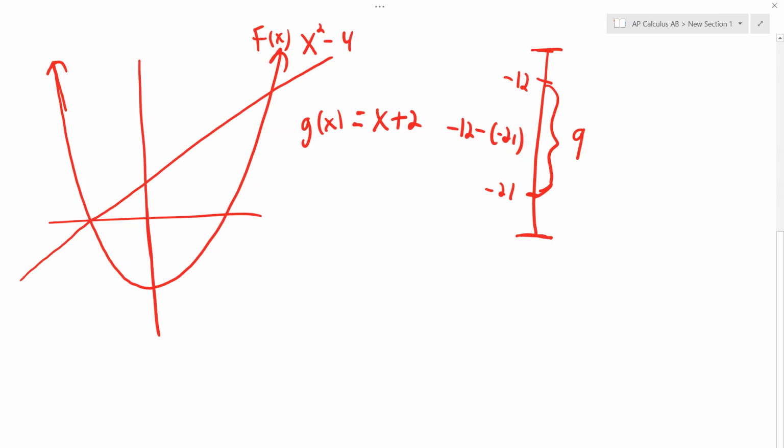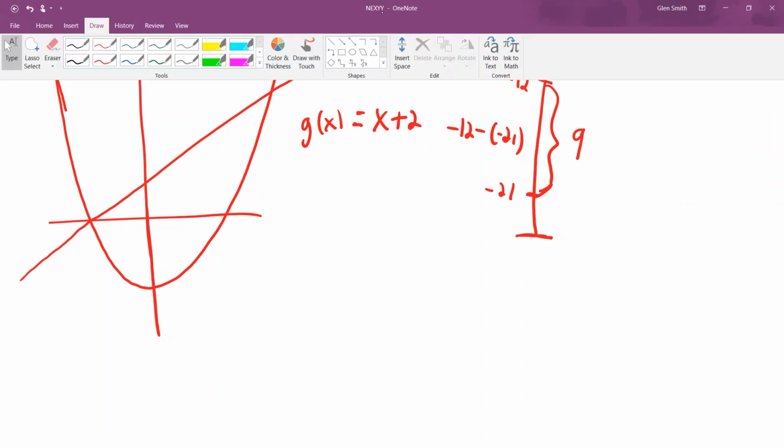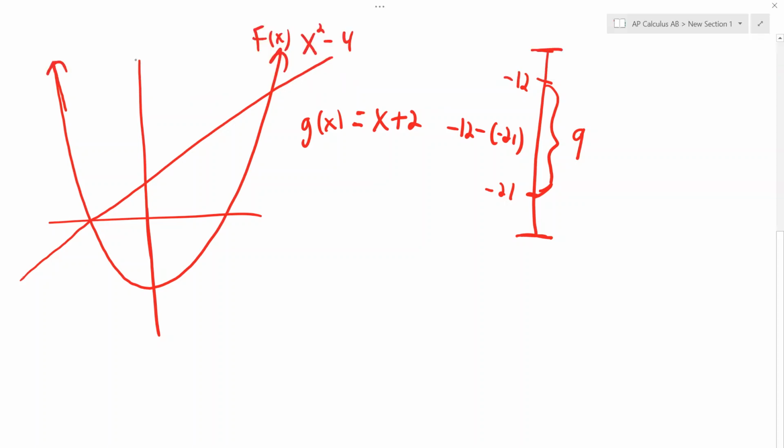So on the AP test, I like to ask questions like this. Hey, what's the area between these curves? It has to be a closed, defined area. All right? Let me switch up my colors here. All we're really going to do is put rectangles in like this and add them all up, all the way over here to the end. I'm not going to draw them all, but that's basically it.